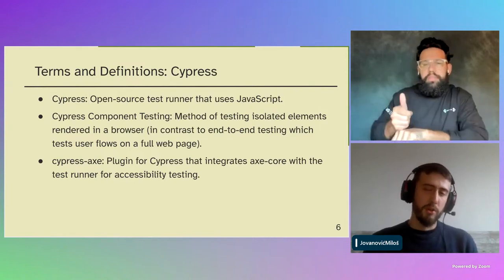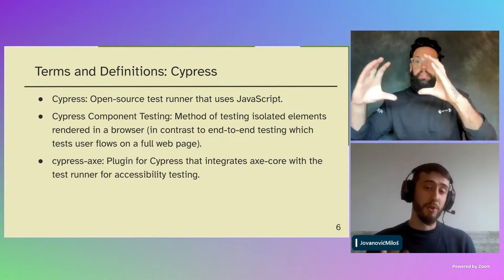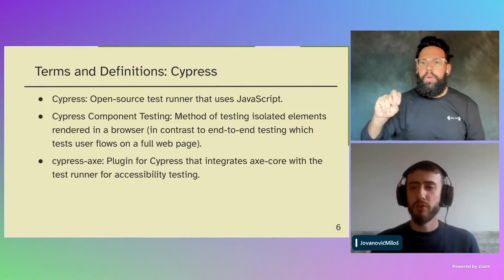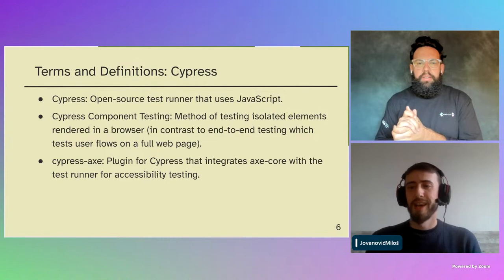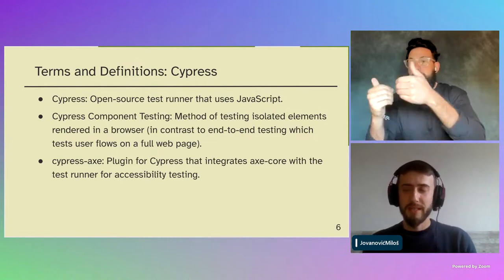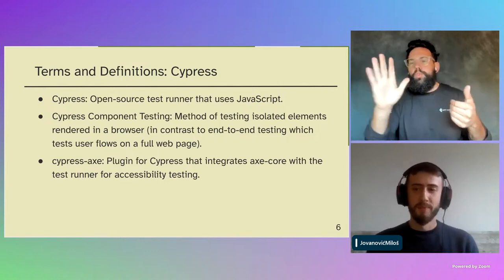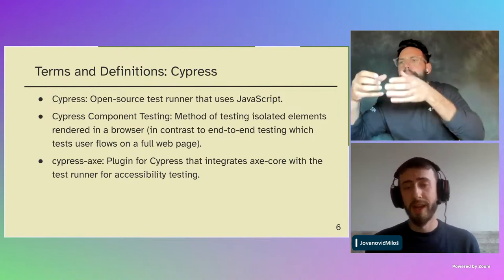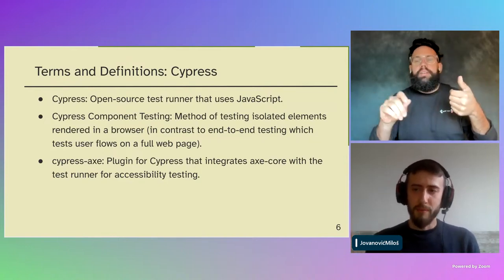A sub-component or a sub-method of testing done through Cypress is Cypress Component Testing. Contrary to typical end-to-end tests which load web pages, this isolates your specific elements. So if you want to render a button or a drop-down, you don't have to load a full web page and go through a full user flow. You can isolate specific elements and target them in isolation.